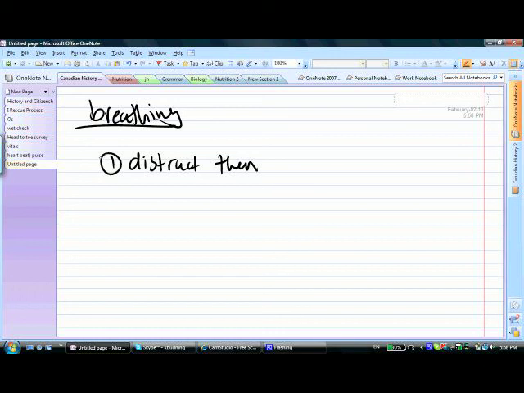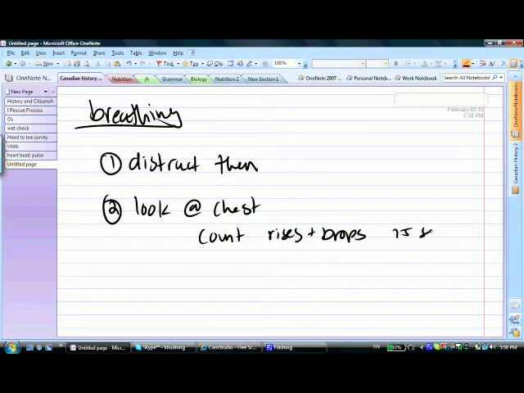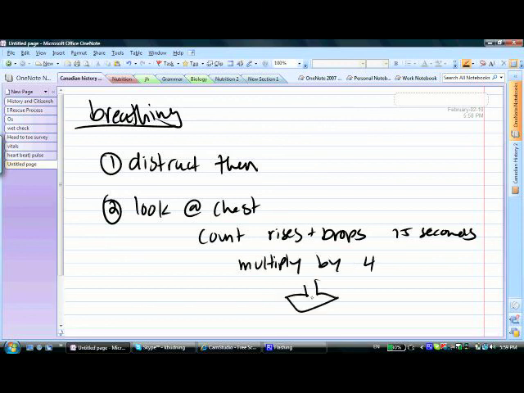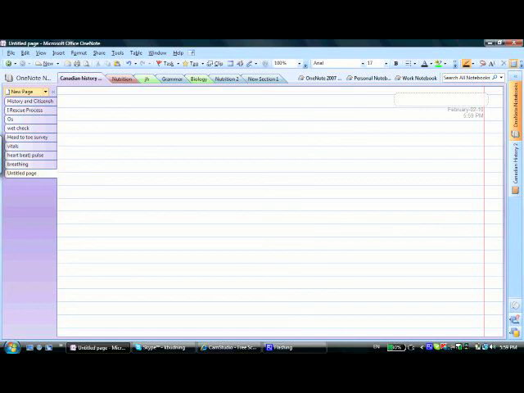Alright, so same thing as pulse basically. You're going to look at the chest. You're going to count how many times it rises and drops for 15 seconds. Once you're done that, same thing, multiply by 4, and that will be how many times you're breathing per minute. So your breath rate per minute. Skin is really simple. We don't have to go over that again.